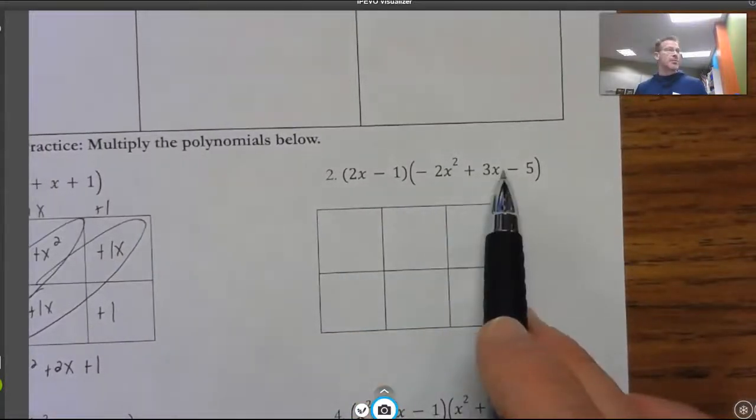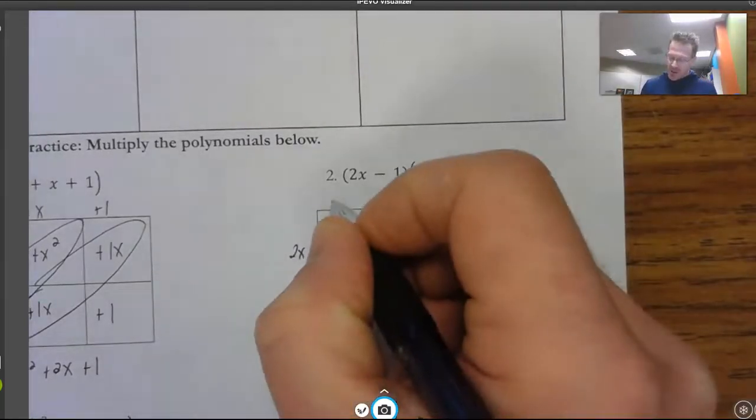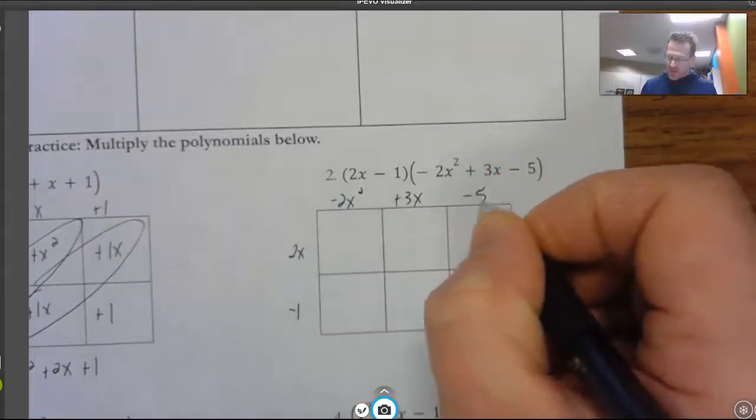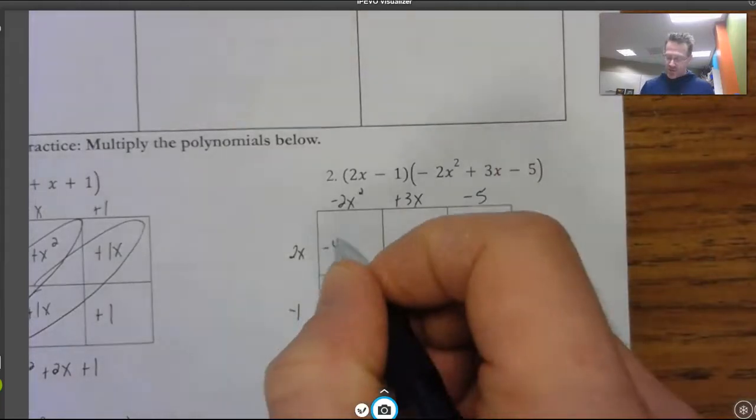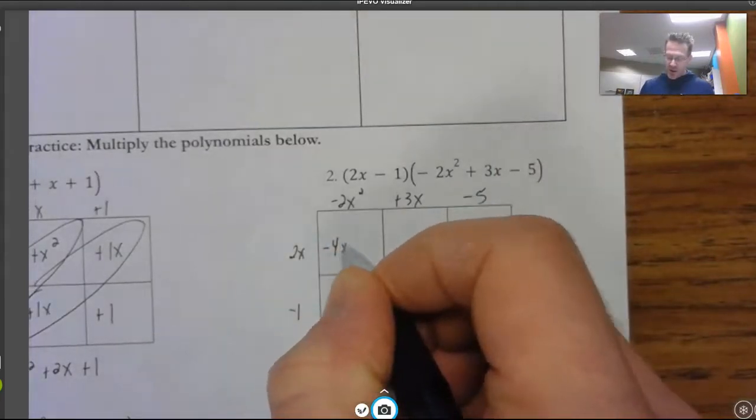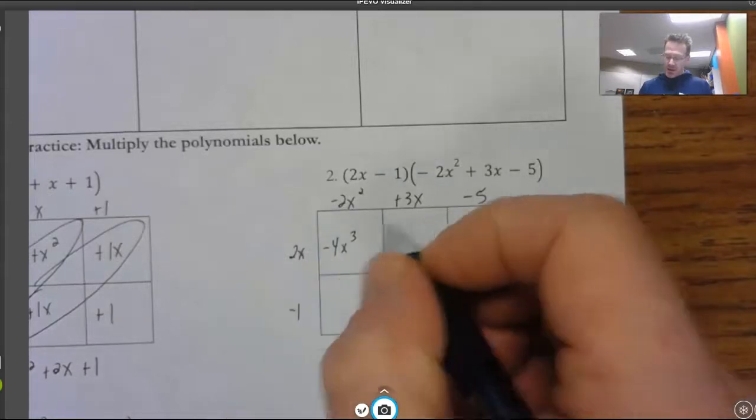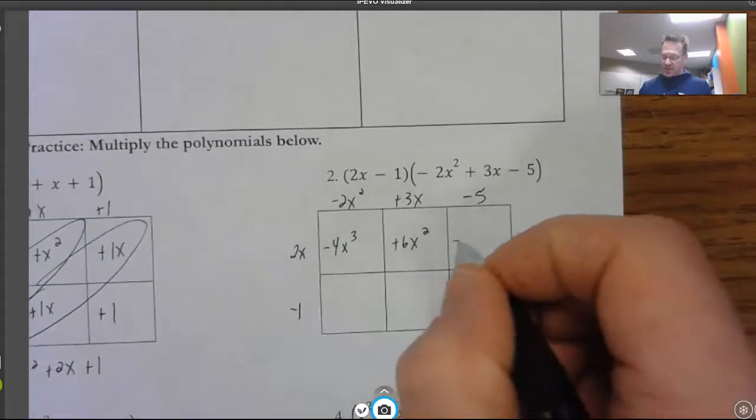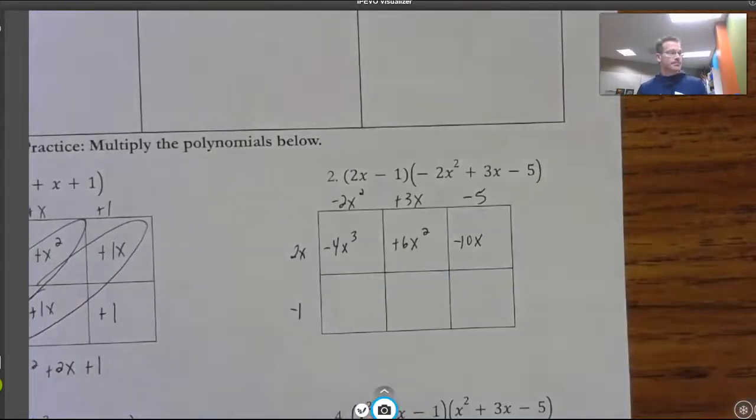So once again, on number 2 here, I have a binomial, two terms, times a trinomial, so I need a 2 by 3 area model. So here's 2x minus 1, negative 2x squared, plus 3x, and minus 5. And then once again, we just start multiplying. 2 times negative 2 is negative 4. x times x squared is x cubed. 2 times 3 is 6. x times x is x squared. 2 times negative 5 is negative 10. And then I just have my single x right there.